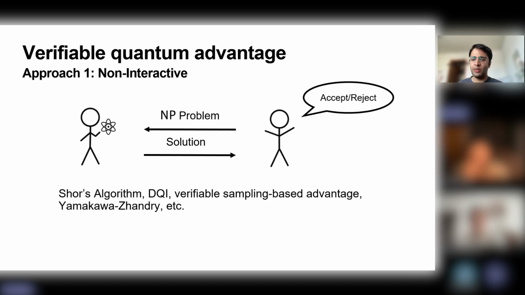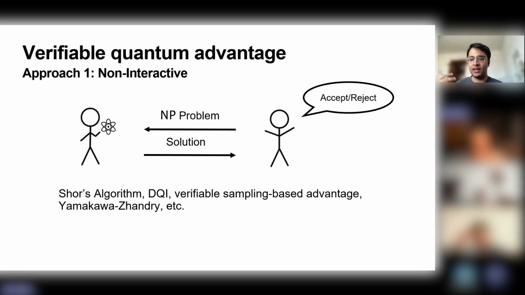This encompasses most of the common forms, like Shor's algorithm for factoring. You send some big number, it factors it and sends the factors back to you. Things like DQI, some proposals for verifiable sampling-based advantage, Yamakawa and Zhandry's protocol. All of these are this send-challenge, get-response type of quantum advantage.